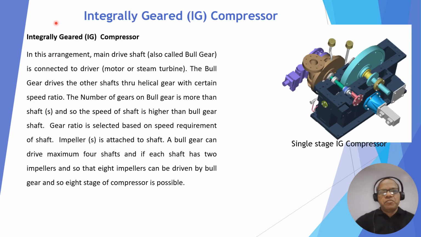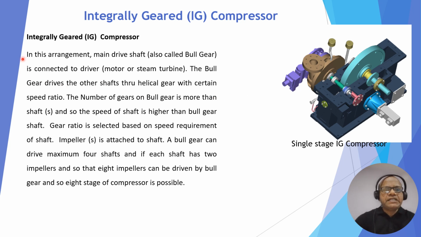Now let's discuss the integrally geared compressor. Look at this, this is a single stage. This is the bull gear, which is connected to the motor or a steam turbine that drives the shaft gear here, which is then connected to the impeller. So this is the outlet, this is the suction of the compressor, this is the outlet of the compressor, and this is a gearbox.